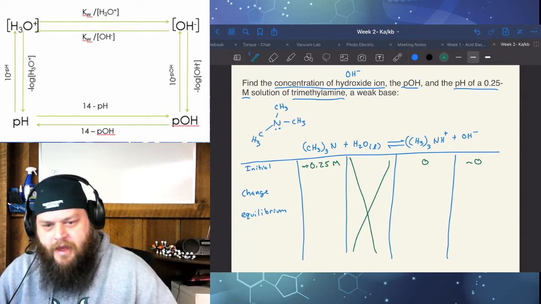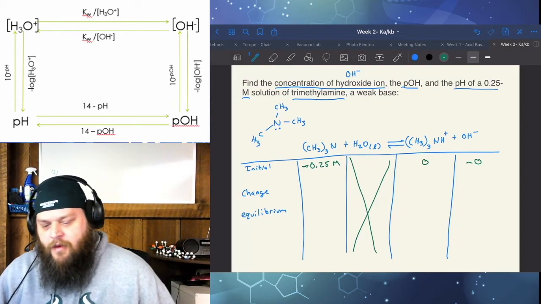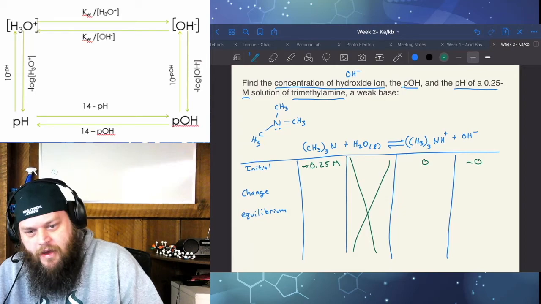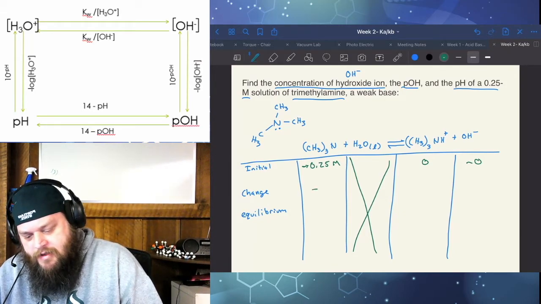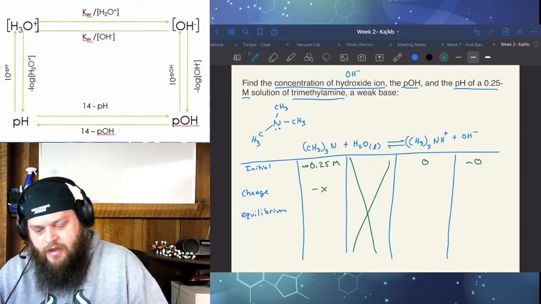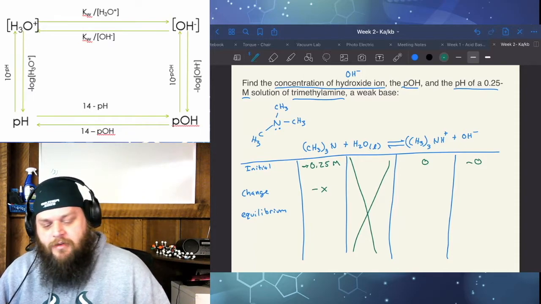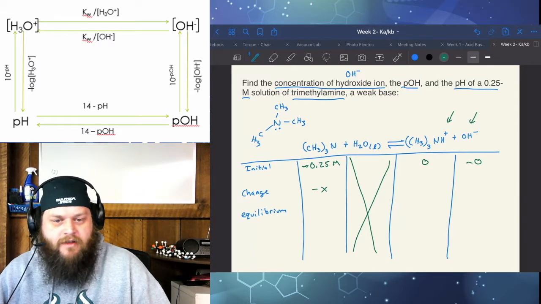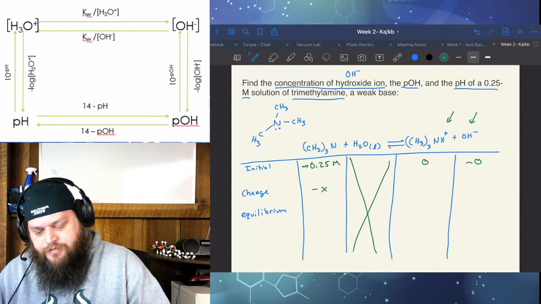We don't know the pH here just yet. We don't know the pOH. We don't know the concentrations of anything. So we have to leave it as a negative X. So we know the concentration of that base is going to go down as the acid and the hydroxide increase. So in this case, this will be a positive X and a positive X here.